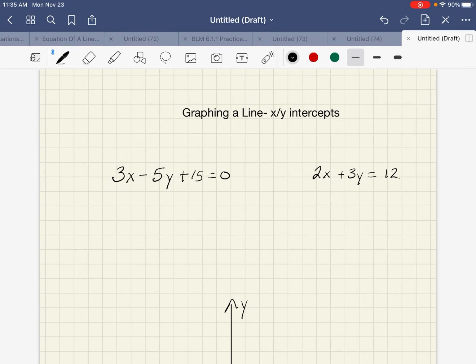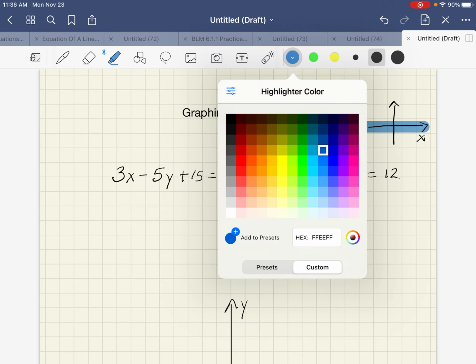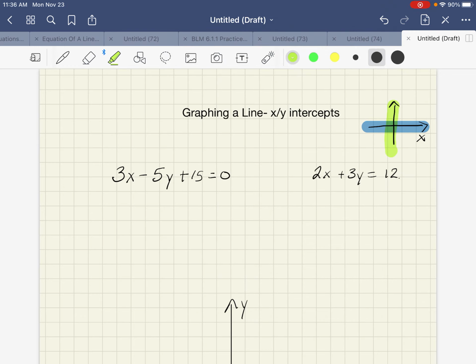Okay, we're going to look at graphing a line by calculating the x and y intercepts. So the x-intercept is going to be where your line crosses the x-axis. So just a little sketch here. So any point along the x-axis could be an x-intercept. And of course, the y-intercept is where your line will cross the y-axis.